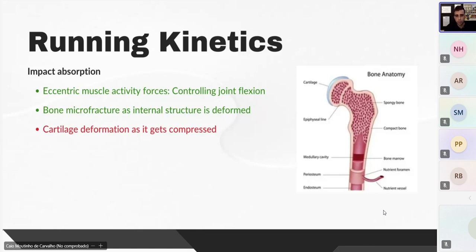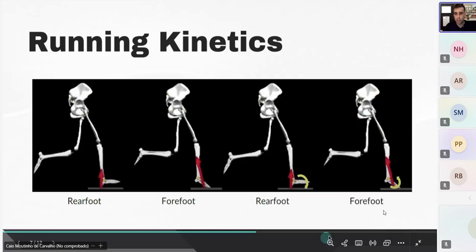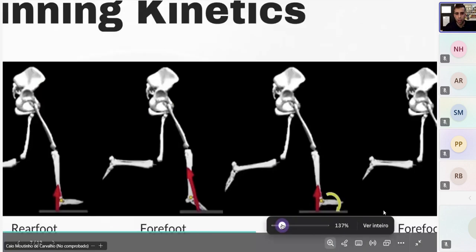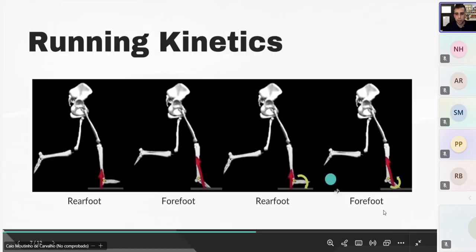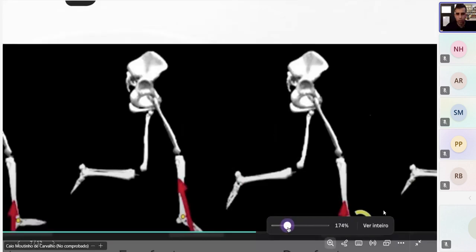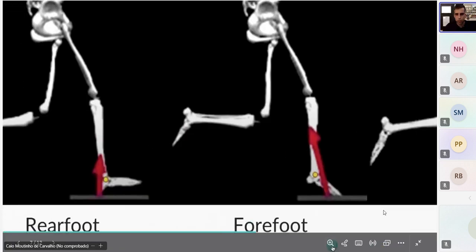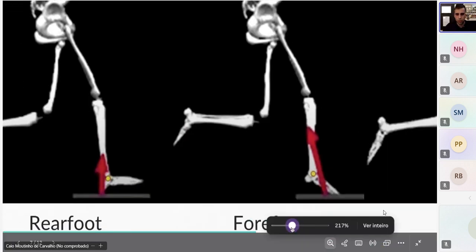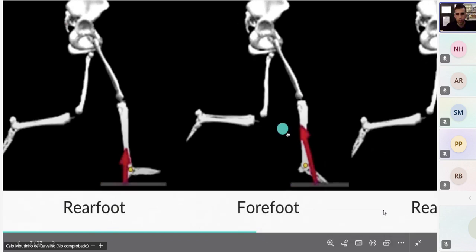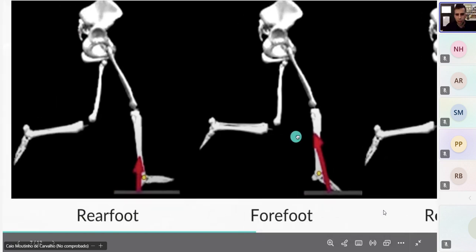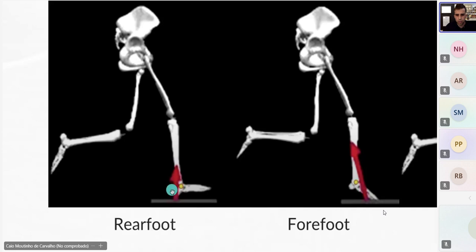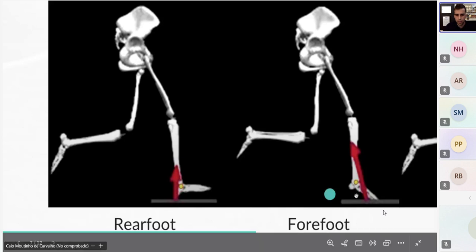Okay, so let's take a look at this a little bit more carefully now. These two differences of running. Okay, so can you see the yellow point here on the ankle? That's an important thing to take a look at. Can you see the yellow point here? Hopefully you do.